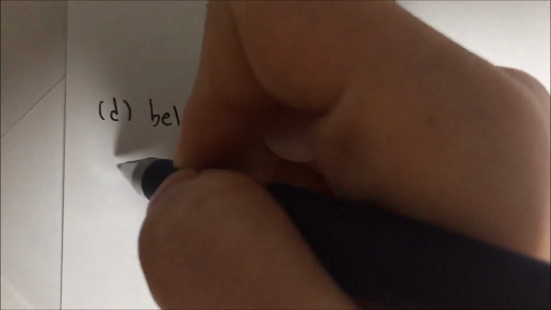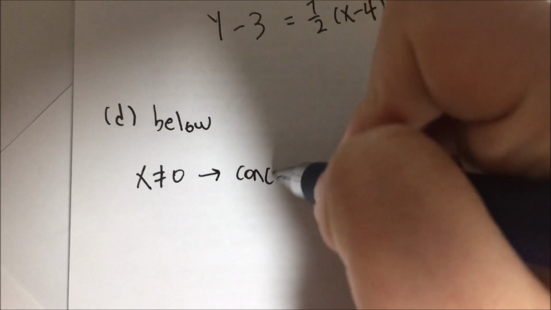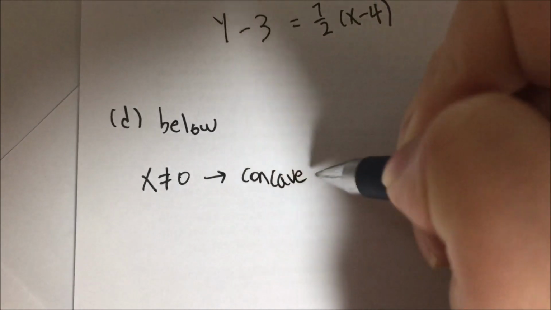D asks, does the line tangent to the graph of h at x equals 4 lie above or below the graph of h for x greater than 4? As you can see at B, we stated that all of the values except x equals 0 are concave up. Therefore, we can state that the tangent line is below the graph.